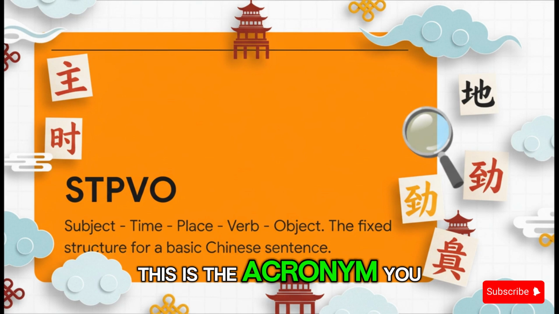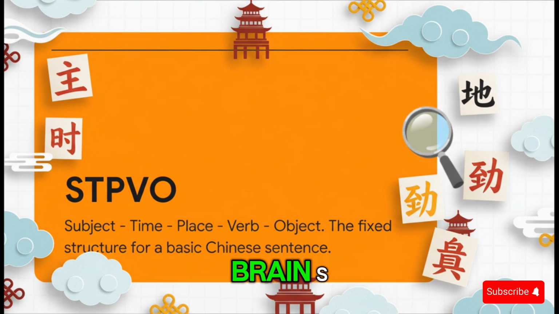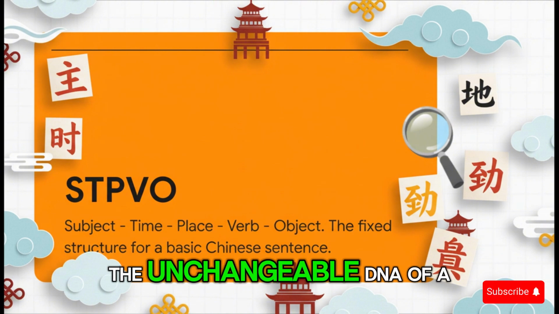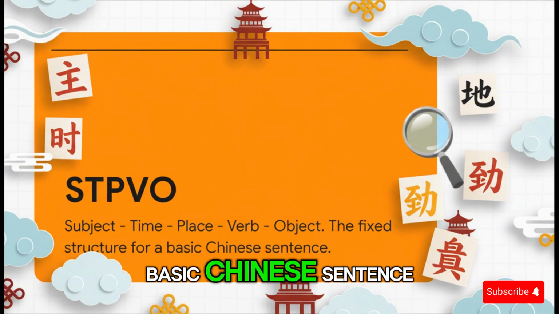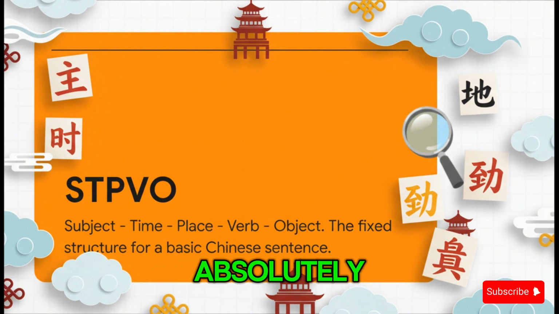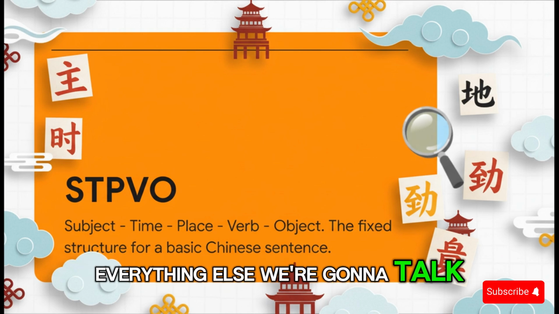So this is the acronym you need to burn into your brain. STPVO. Subject, time, place, verb, object. This is like the unchangeable DNA of a basic Chinese sentence. It is the foundation for absolutely everything else we're going to talk about.